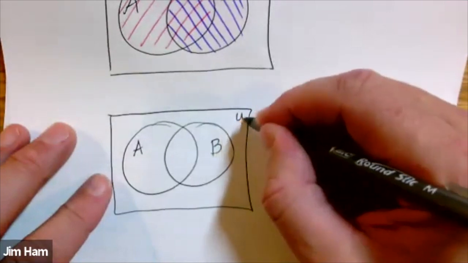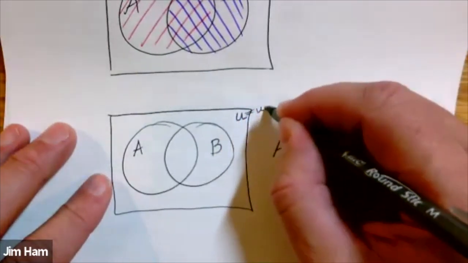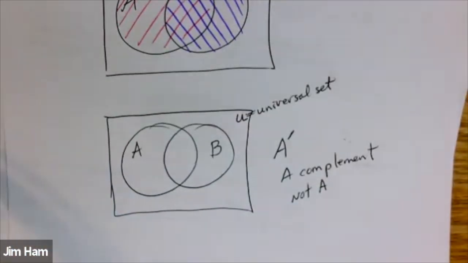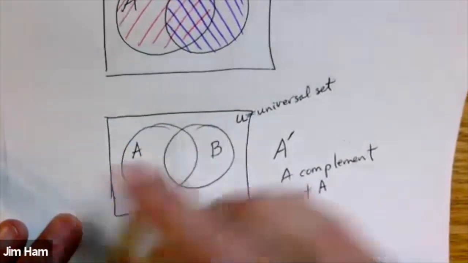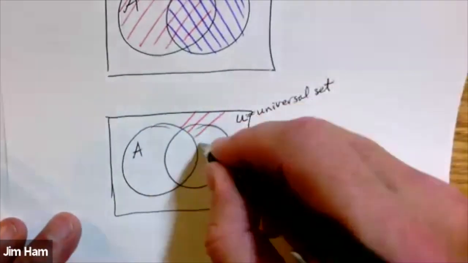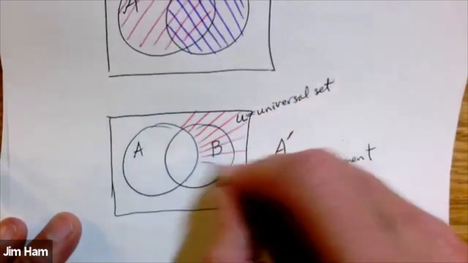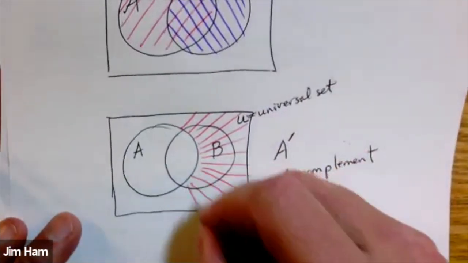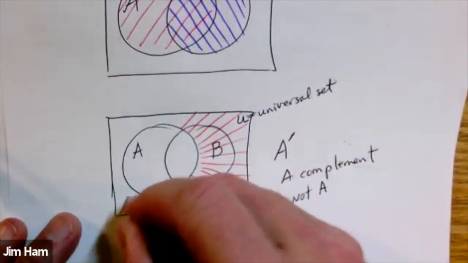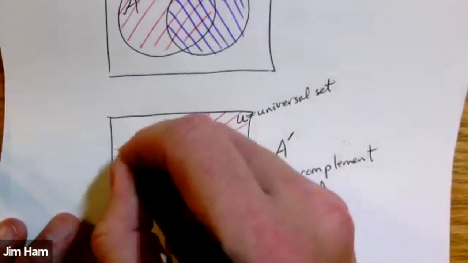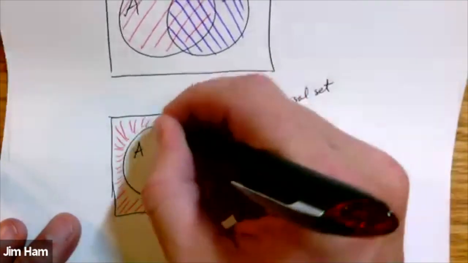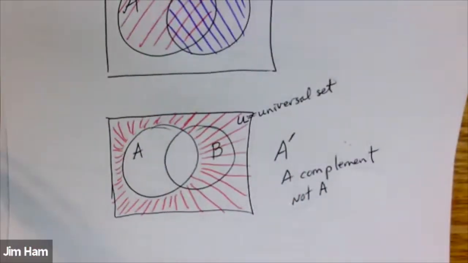The big rectangle is called U, the universal set typically. And then A complement would be everything that's not in A, everything in the universal set that's not in A. So we don't want to shade anything in A, but you want to shade everything else, including the piece of B that's not in A, and including the rest of the stuff that's not in either A or B, but in the universal set. So that would be A complement.